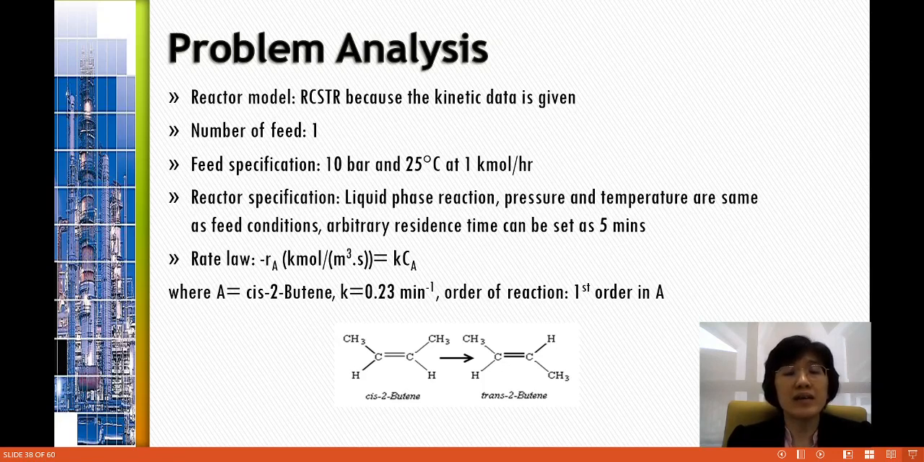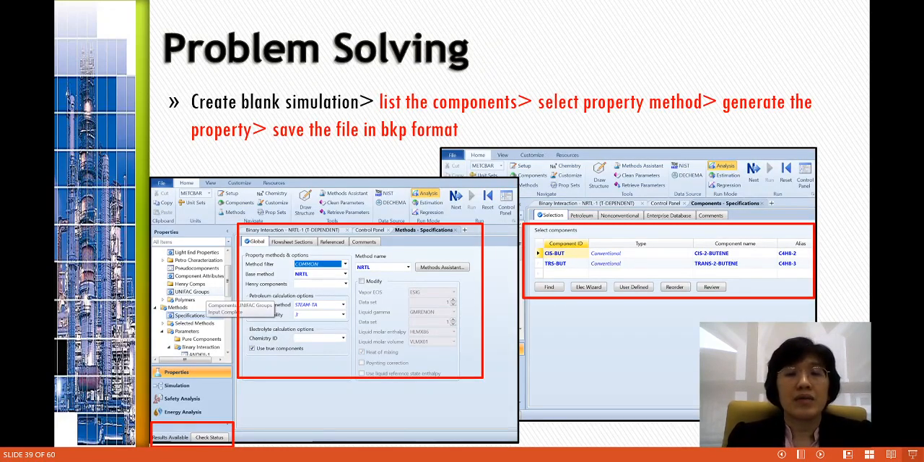The rate law here, as given just now, is r = kC_A, a first order reaction with the k value of 0.23 per minute at 25 degrees C, at a certain temperature. So let's solve the problem. You have to create a blank simulation, list the components, select the property method, and generate the properties before you save the file in backup format.